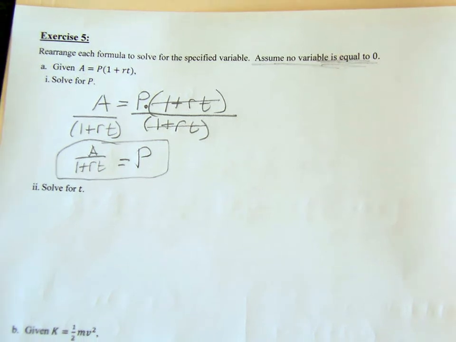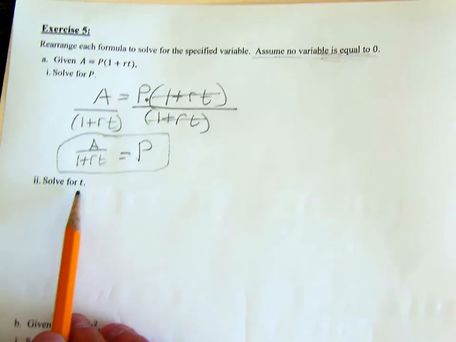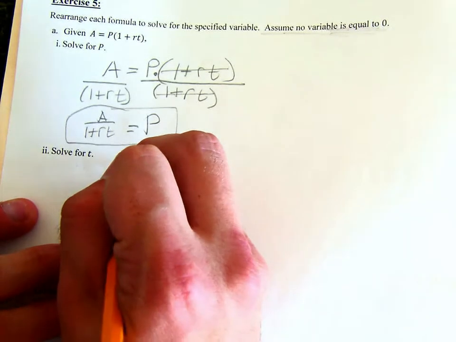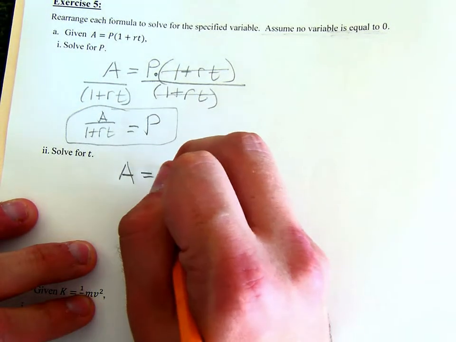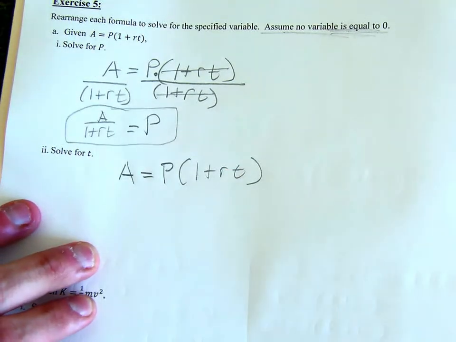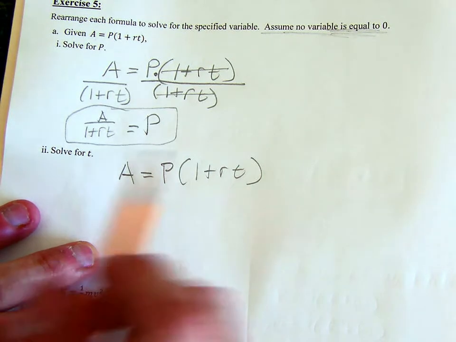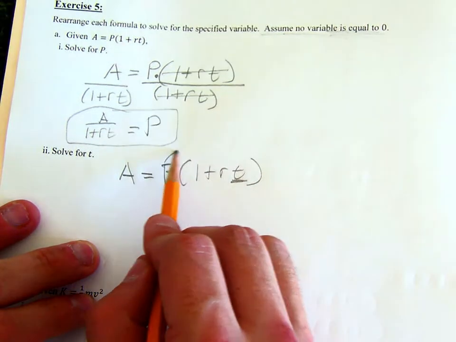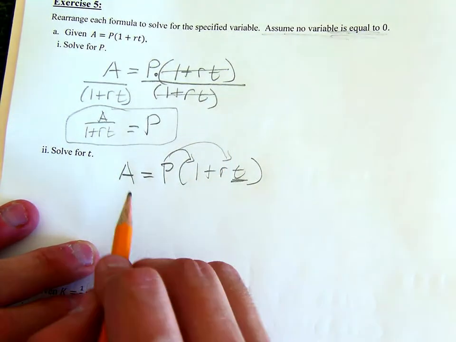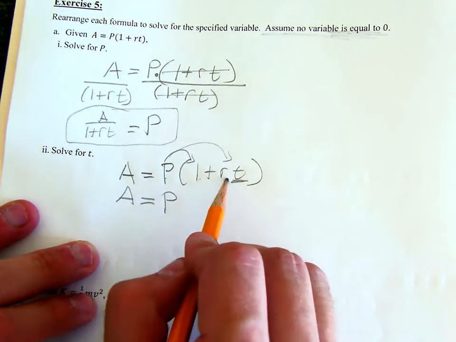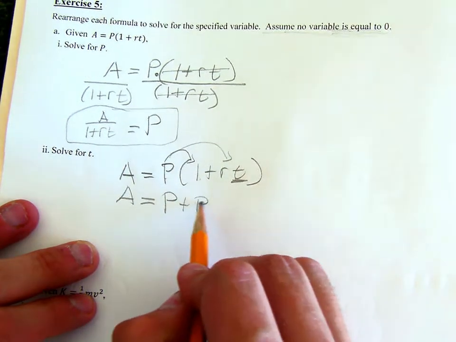Okay, so for the next one, for 2, they wanted us to solve for t. So if we solve this same equation for t, we have A, not area anymore, is equal to P times (1 plus rt). In order to do that, we're going to have to distribute this P to both terms. So we get A is equal to P, because P times 1 is P, and P times rt is going to be plus Prt.